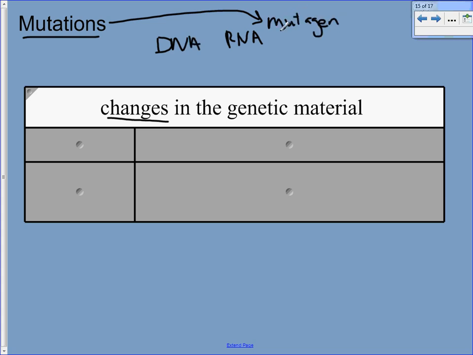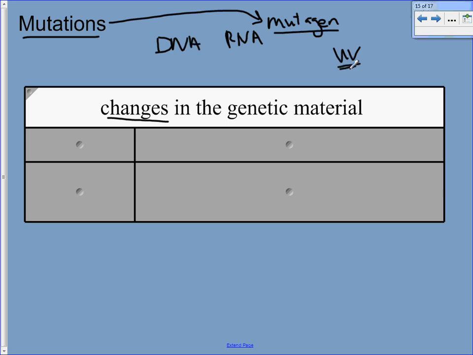Remember that since DNA and RNA code for making your proteins, if you change that, you might put in the wrong amino acid and it might change the shape of your protein. And that can be very, very bad. There are certainly several diseases that we'll look at that result from changes or mutations to the DNA.